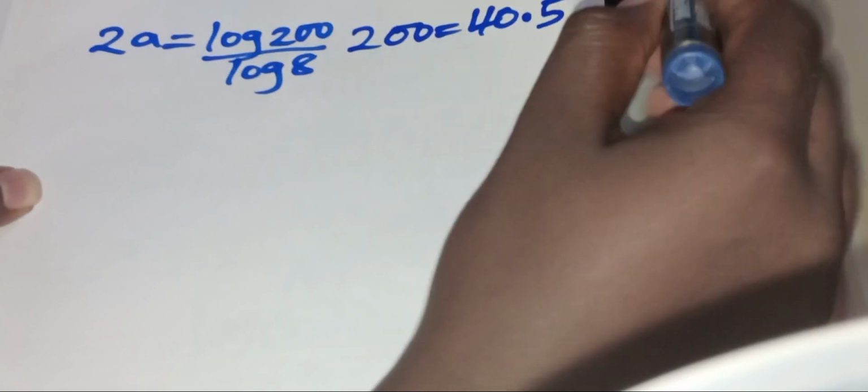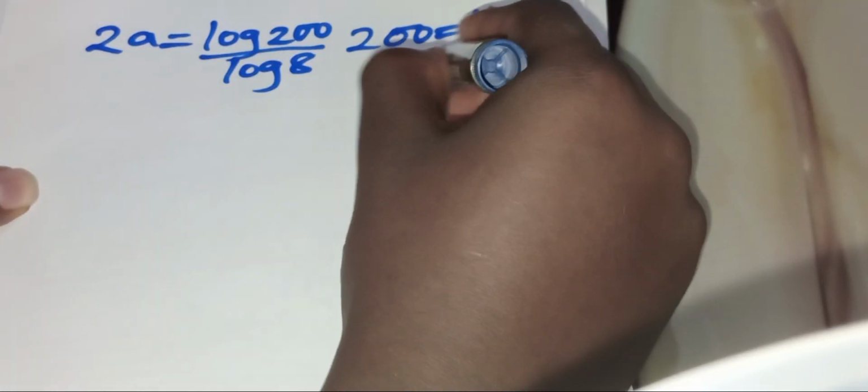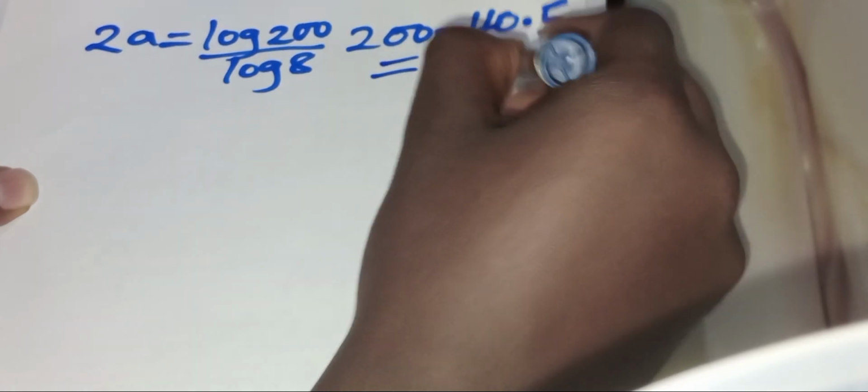Now let's divide both sides by log 8, so that we'll have 2a. This is equal to log 200 divided by log 8. Let's proceed. We have 2a is equal to log 200 divided by log 8. We can express 200 as 40 multiplied by 5. Now, 40 multiplied by 5 is the same thing as 200, which you can also express as 8 multiplied by 5 multiplied by 5.